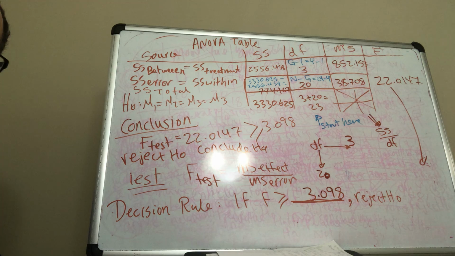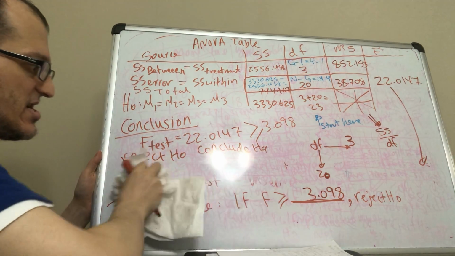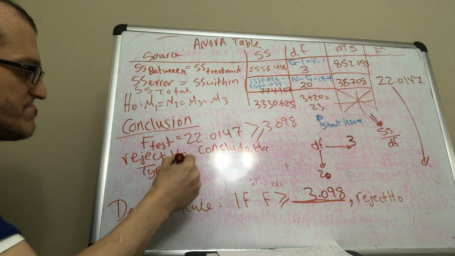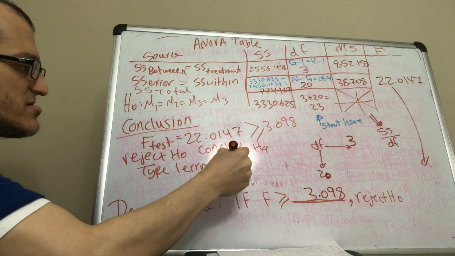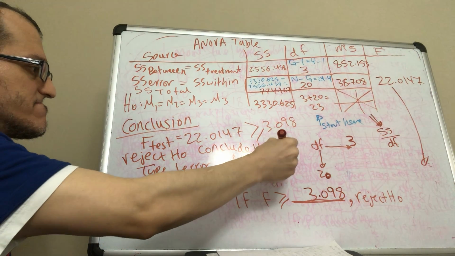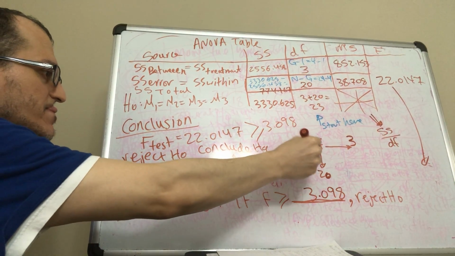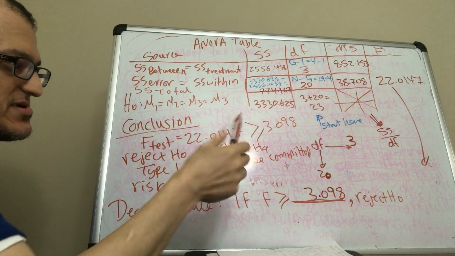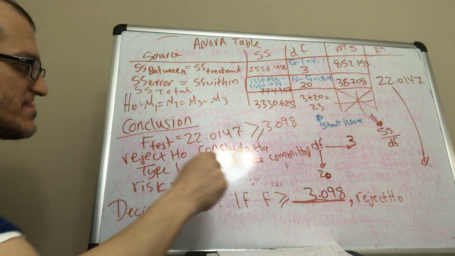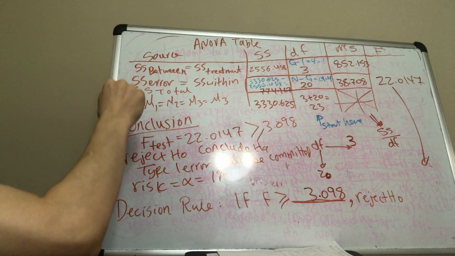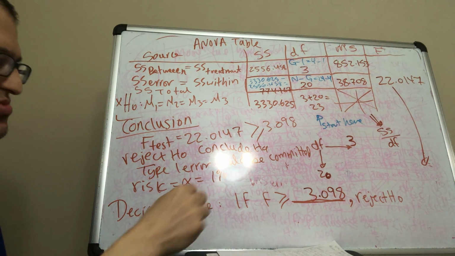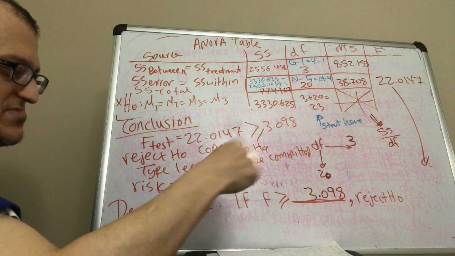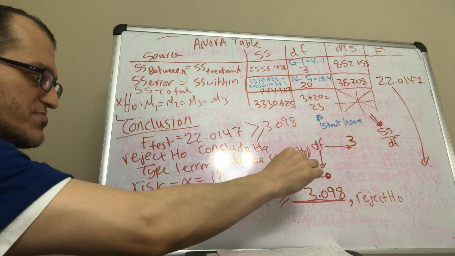And again, anytime you reject H0, you have to mention that type 1 error could be committed. And the risk equals alpha, whatever is given in the question. It was 1%. If you're rejecting H0 and concluding HA, then at least one is different. So you have to put it in a full sentence: we have enough evidence to show at least one group is different.